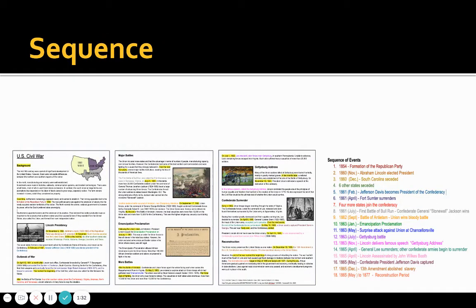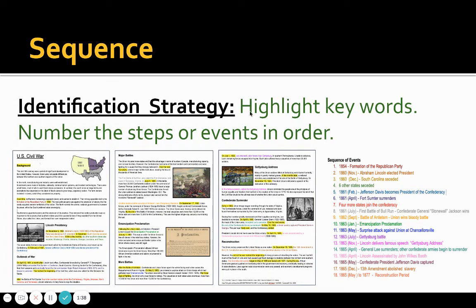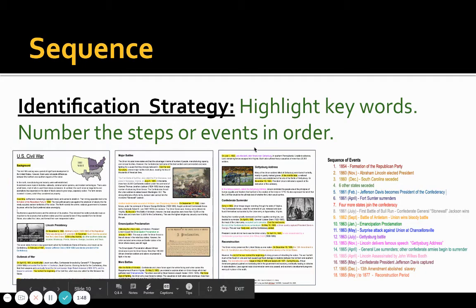Whereas on the other hand, sequence, this is the same topic, the U.S. Civil War, but it is different. So you would highlight keywords and then number the steps or events in order. So in this case, you look at what kind of keywords help you tell that it's sequence, and then you go back and see what's the order of events.